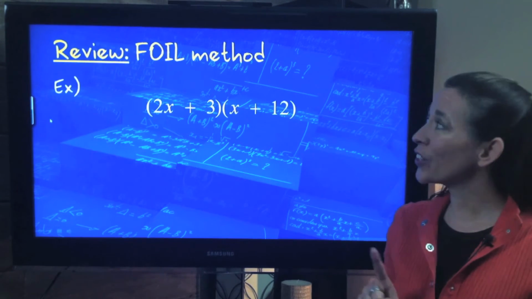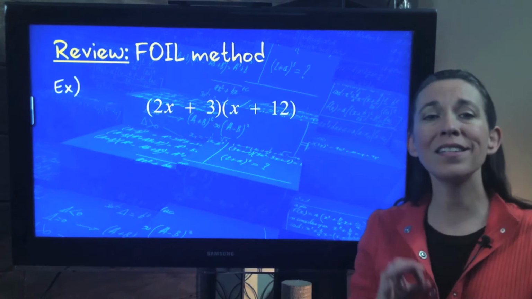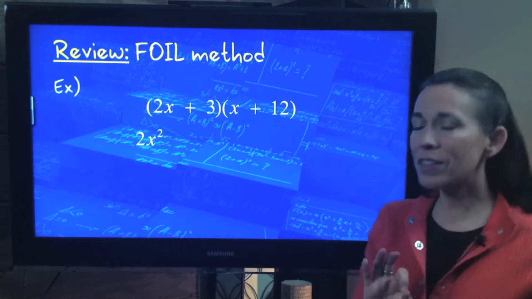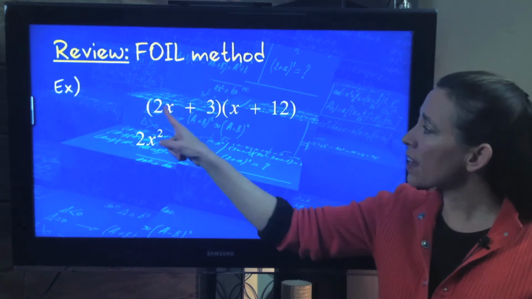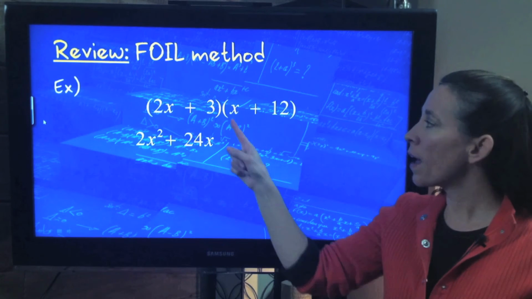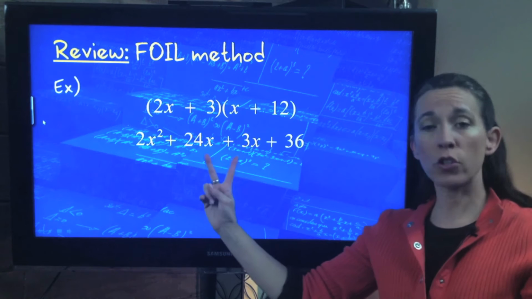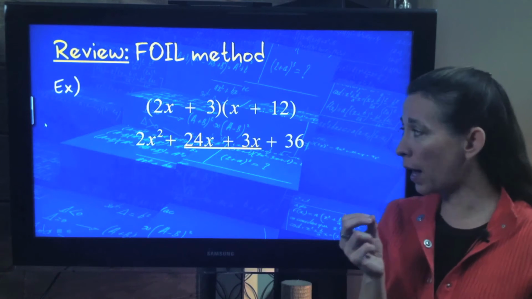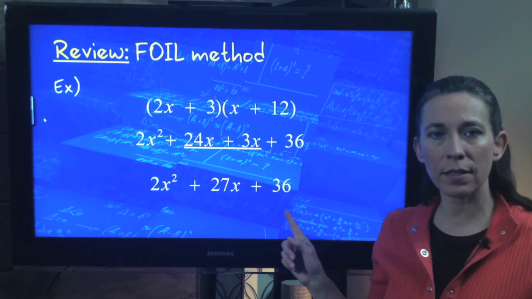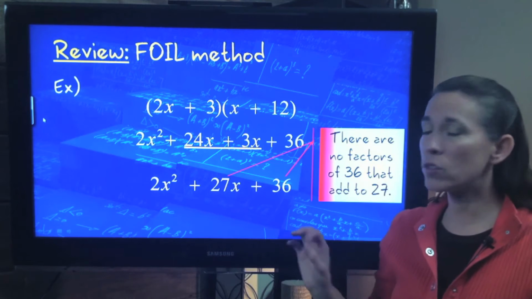Today, we're going to take a look at the FOIL method and factoring when your first coefficient is not 1. So when we multiply the firsts here, we get a 2x squared, and now that 2 is going to get multiplied by the 12 and give us a 24x. And then distribute the 3, we get a 3x and a 36. The two middle terms still combine, and we'll end up with 2x squared plus 27x plus 36. But notice, there are no factors of 36 that add to the 27.